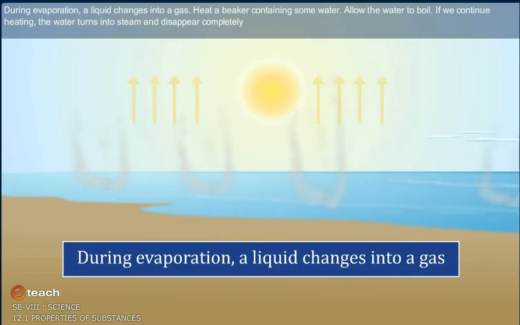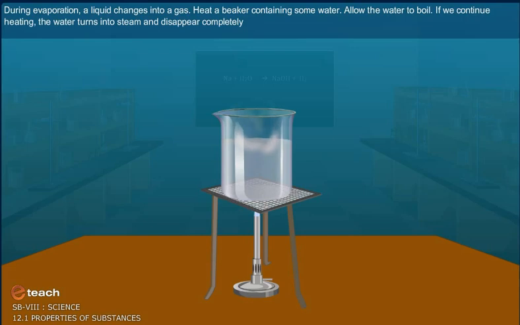During evaporation, a liquid changes into a gas. Heat a beaker containing some water. Allow the water to boil. If we continue heating, the water turns into steam and disappears completely.